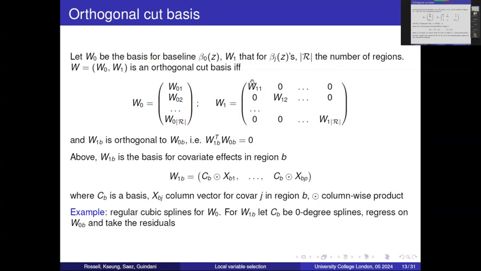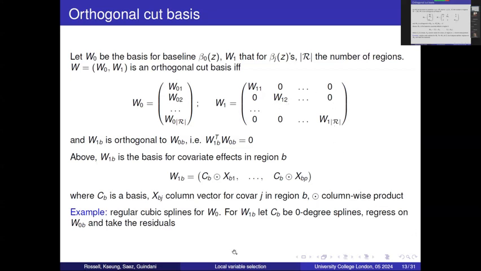It's a cut basis because the part coding for local covariate effects in region 1 is zero everywhere outside region 1. This basis is only non-zero within this particular region. Everywhere else, it's going to be zero, and likewise for the others. That's what we call a cut basis. It only has support on a given region. And also there's an orthogonality condition: W11 is uncorrelated with this one, W12 is uncorrelated with this one, and so on and so forth.